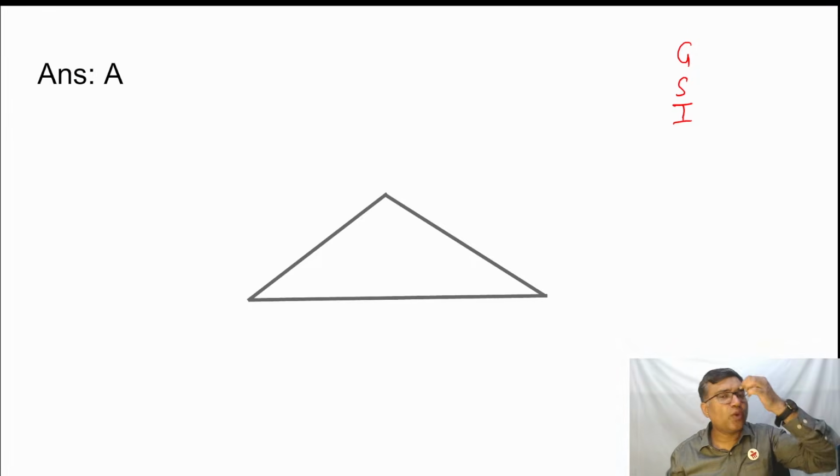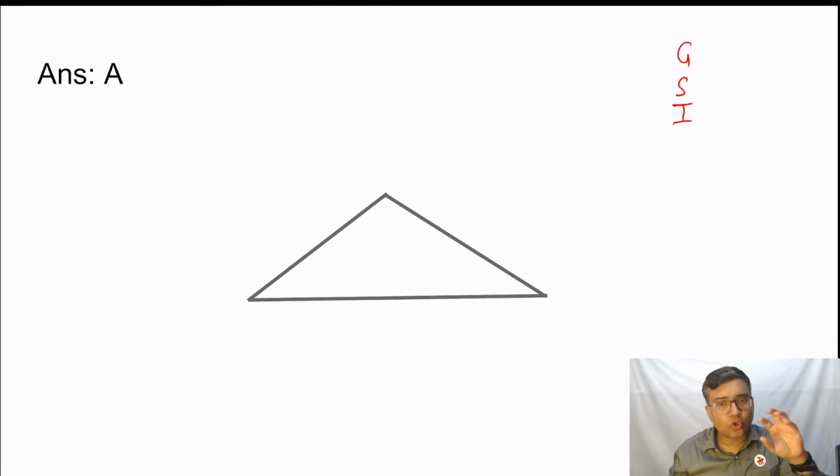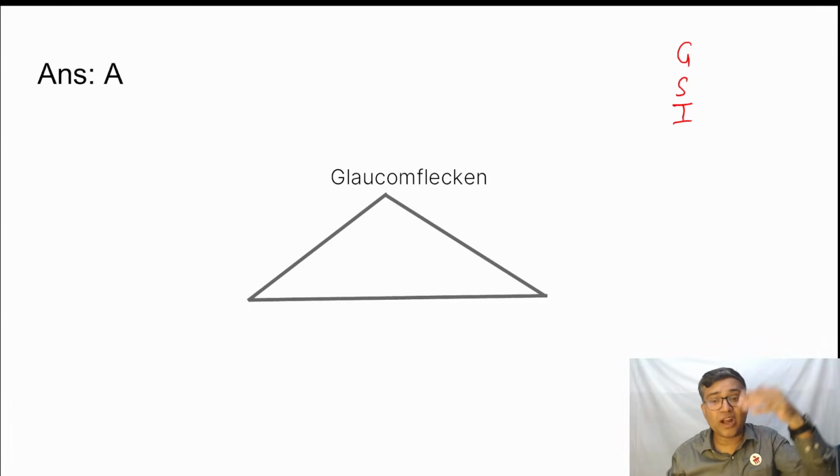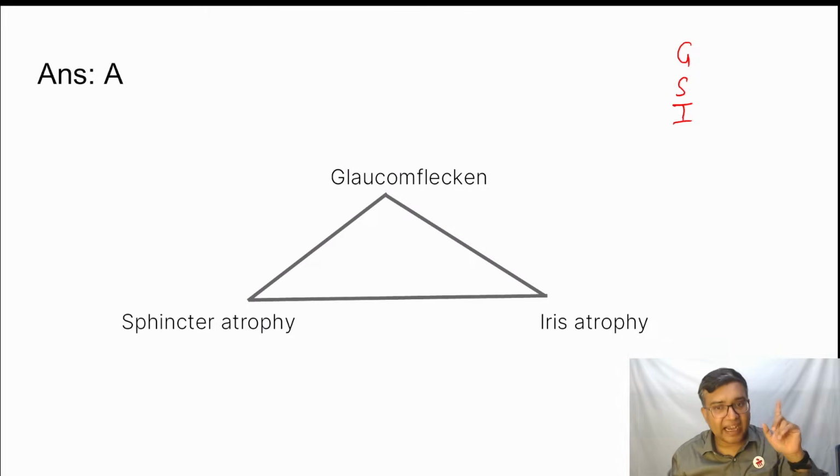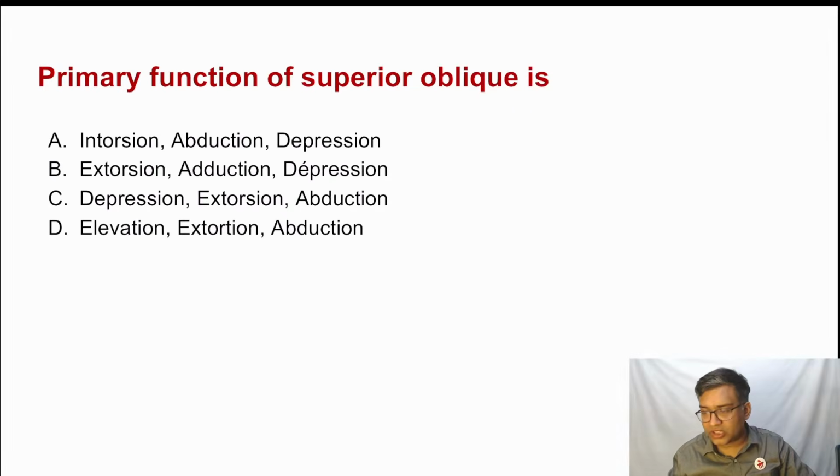So first, you get anterior capsular opacities, that is called glaucoma flecken. The second is sphincter atrophy. Around your pupil, you have a sphincter muscle, and you get sphincter atrophy and iris atrophy. So these are the three components of the Vogt's triad that you see in patients of angle closure glaucoma.